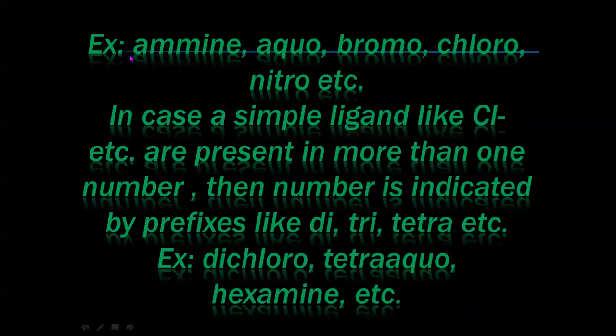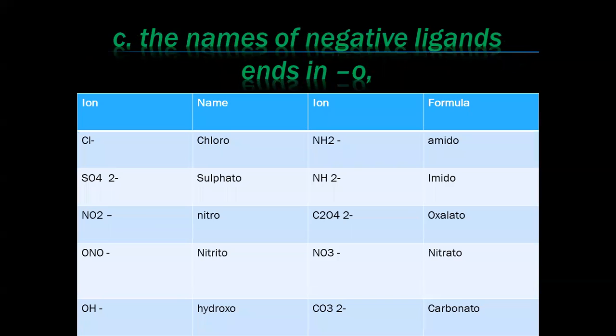For example, names of ligands starting with A are ammine for NH3, aquo for H2O, or bromo, chloro, nitro for anions, etc. If we consider this, the order is A, then B, then C, then N. If it is sulfate, sulfato with S will come after this. Carbonato will come before chloro, with Ca coming before Ch. So in case a simple ligand like Cl minus, etc. is present in more than one number, sometimes a ligand may be present in more than one number.